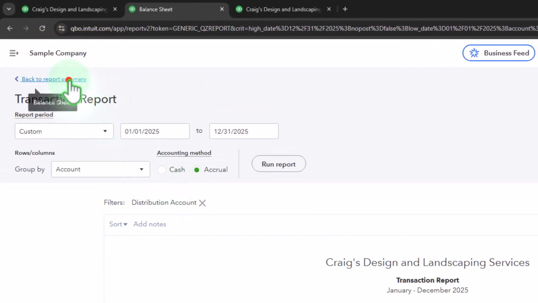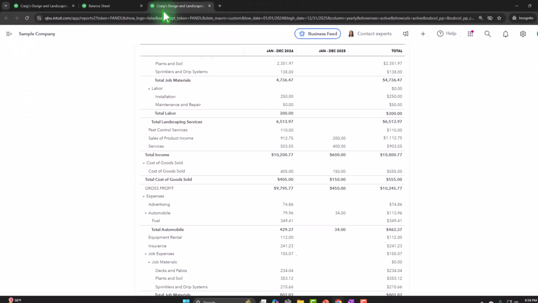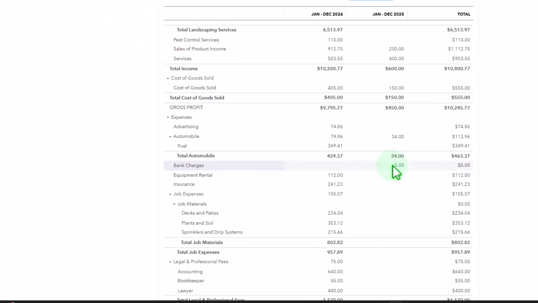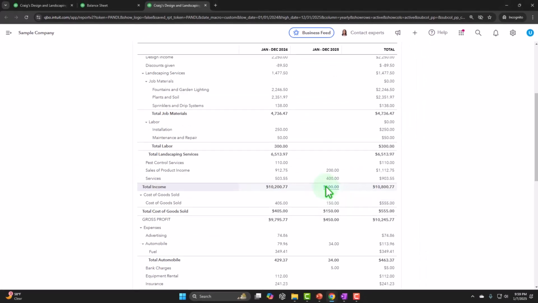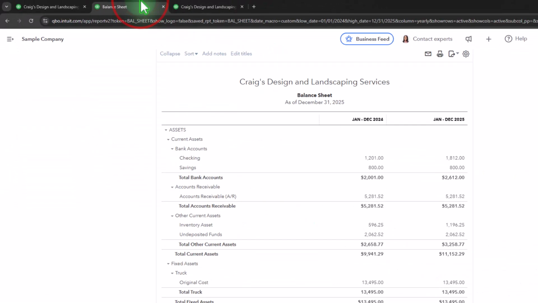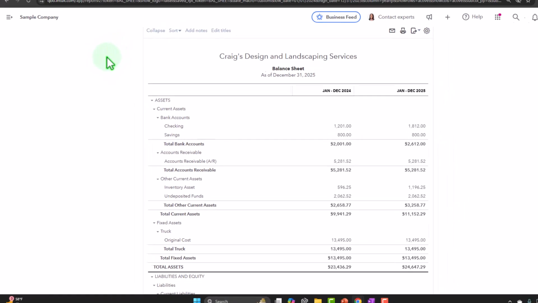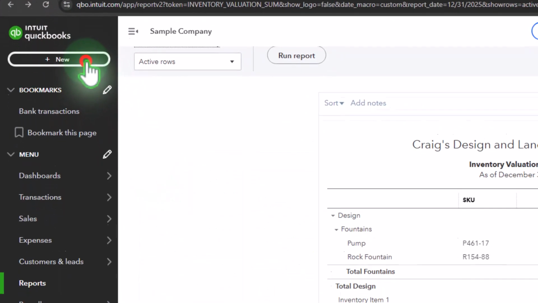And then the last bit of the transaction went into the profit and loss report for the $5 bank charges that were entered, and there it is. So there's our sales receipt form is the general idea with the sales receipt.